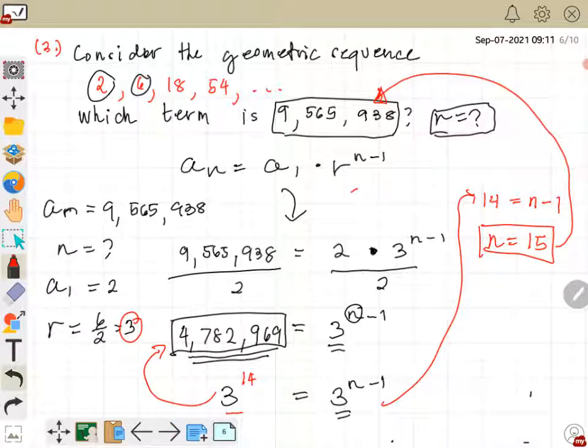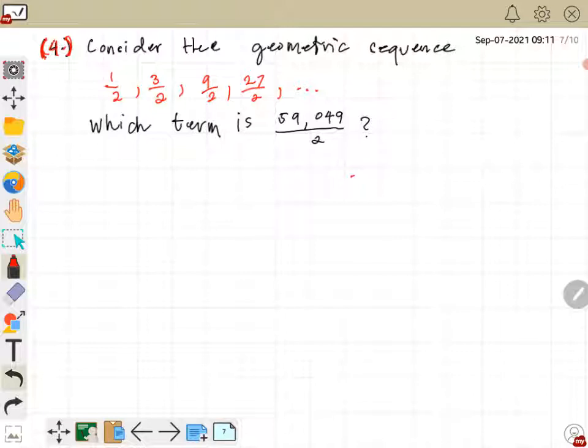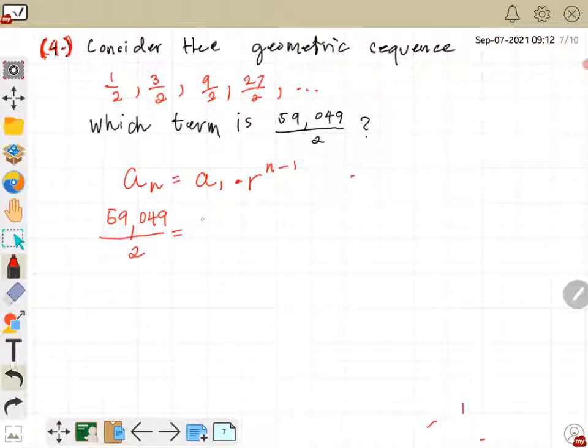Let's proceed with our example number 4. Consider the geometric sequence 1/2, 3 over 2, 9 over 2, 27 over 2, and so on. Which term is 59,449 all over 2? The same idea as a while ago. We are looking for our n. What will be our a sub n? That itself, 59,449 over 2. What is our a sub 1? 1/2.